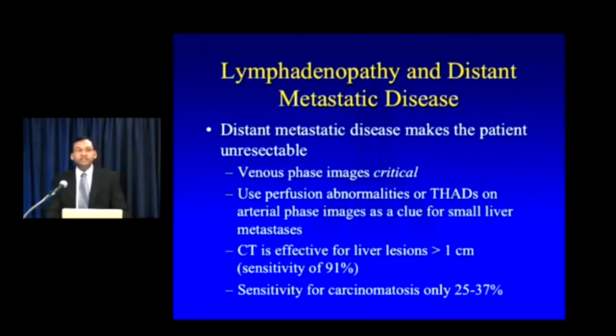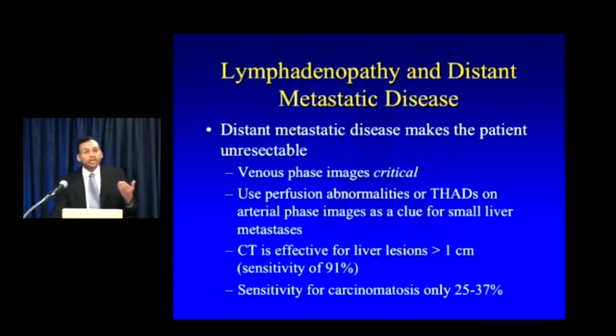Now, even though the venous phase is going to be the best for identifying subtle liver mets, I do recommend that you look at the arterial phase as well. These small lesions often can be difficult to distinguish from a small cyst or a small hemangioma, but the presence of a perfusion anomaly or a THAD surrounding the liver lesion on the arterial phase can be a strong clue that you're dealing with something malignant rather than benign.